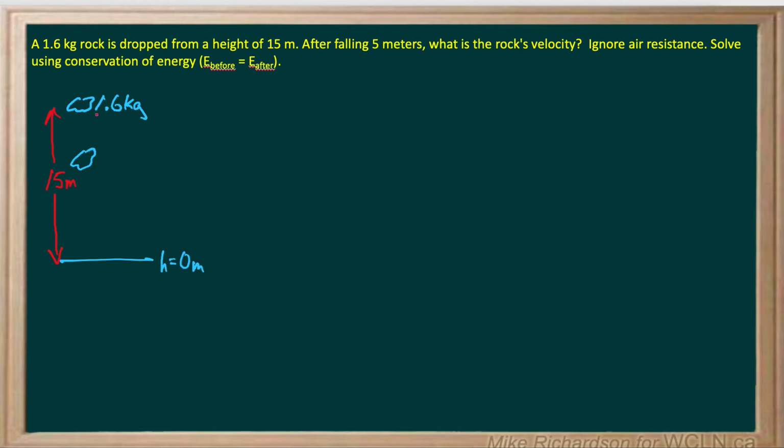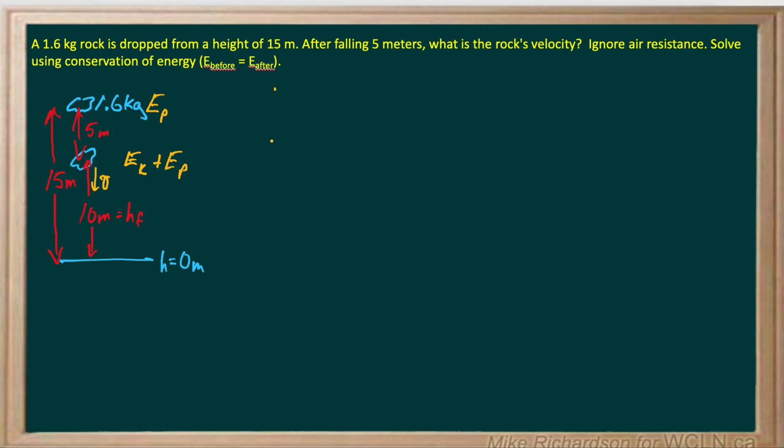So by the time it falls 5 meters from where it started, it reaches a final height of 10 meters. 5 plus 10 is 15. So let's begin with our conservation of energy equation. Now at the beginning, the rock starts from rest, so my total energy before is just potential. And my energy at the 5 meter mark, well, it's definitely moving now. It's picked up some speed. So it's got kinetic energy at its final location, but it's also off the ground, so it also has potential.